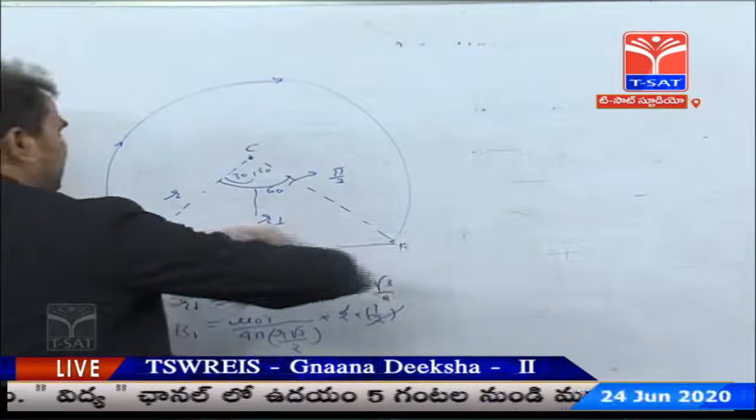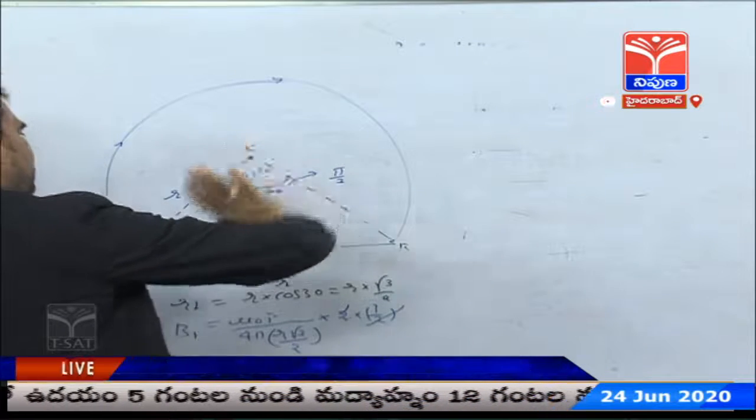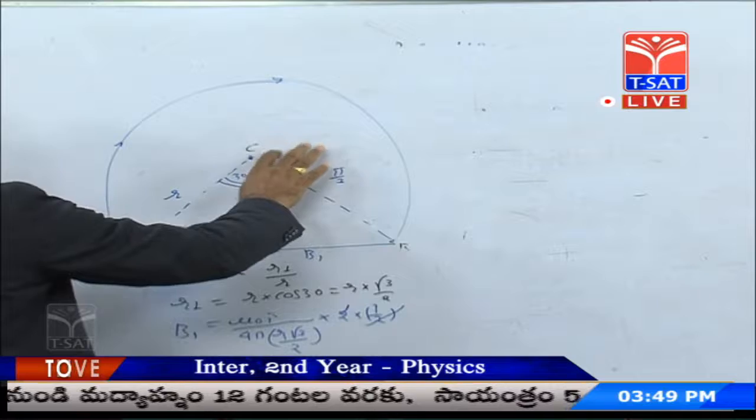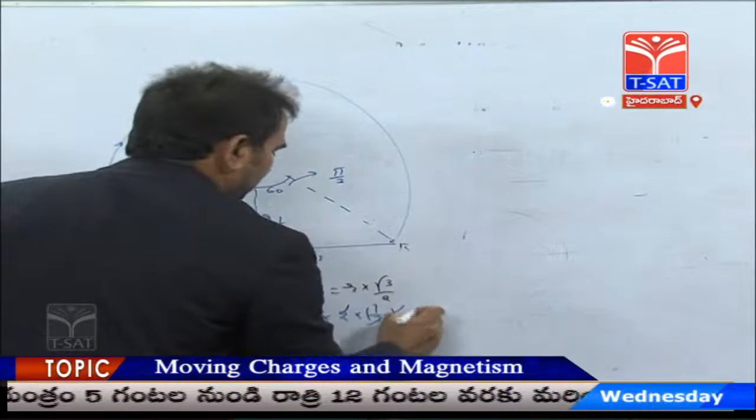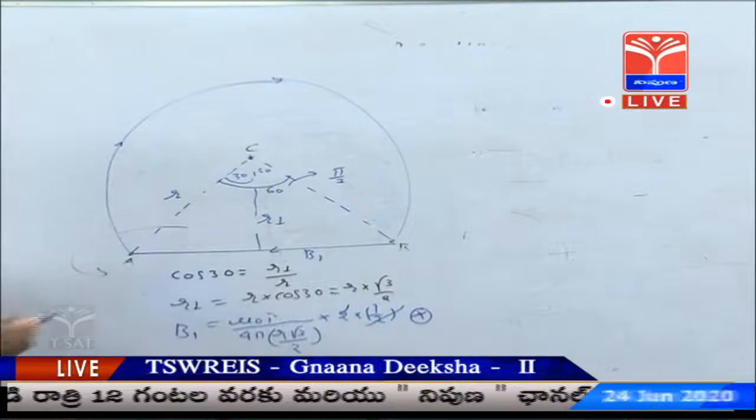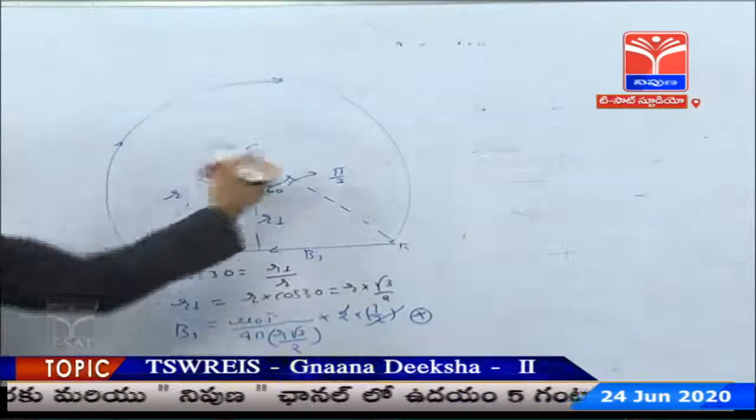So, what is the direction of the magnetic field induction? This is the direction of current. And we have to calculate the magnetic field induction at the center O. Del cross r, the direction of the magnetic field induction is nothing but into the page here. So, what is the remaining angle? Due to this remaining conductor, we have to calculate here.